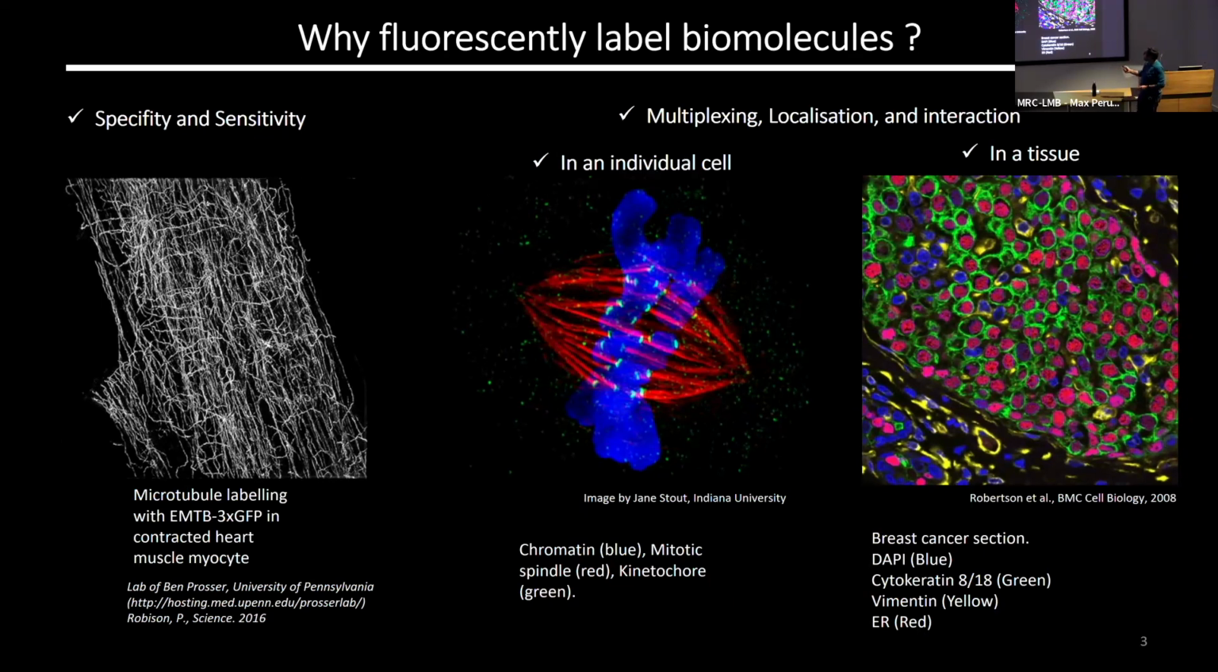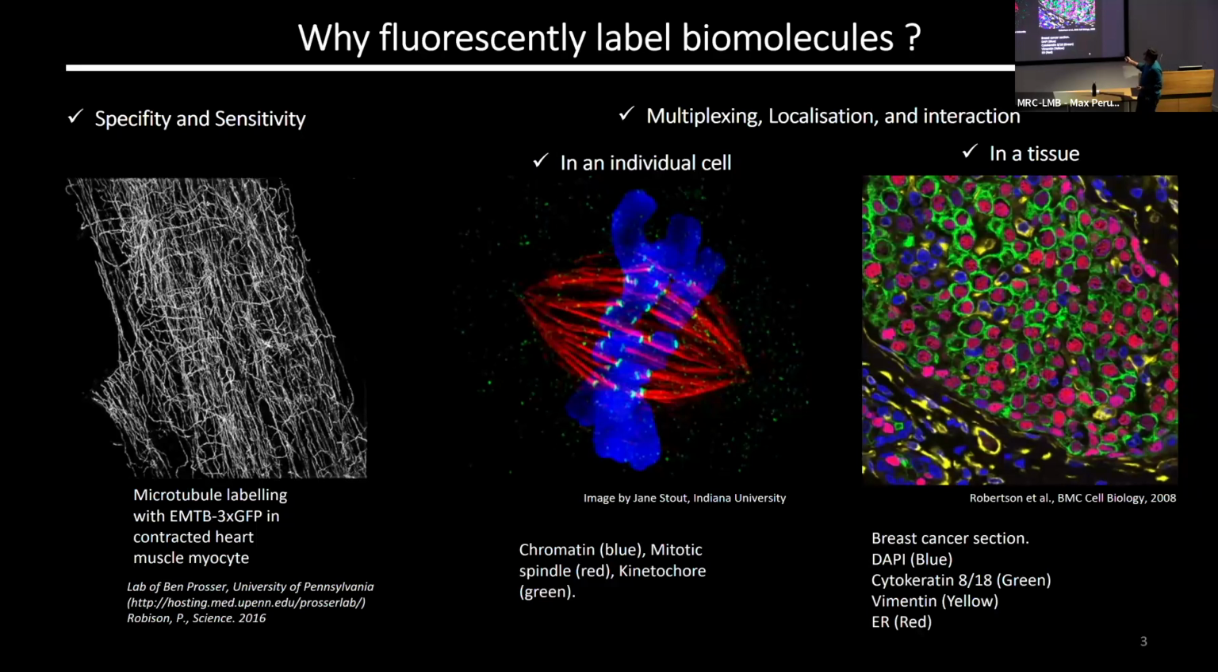On the other hand, you can do multiplexing, localization and interactions. So you can label many different structures inside one cell, for example. Here you have a dividing cell and you have the chromatin in blue, the mitotic spindle in red, and the kinetochore in green. And so you can see the different interactions between all of these structures, how they interact, their behavior, localization, relation to one another, and all of that.